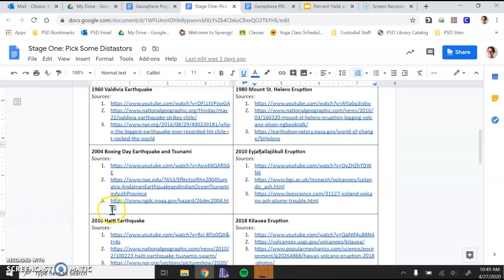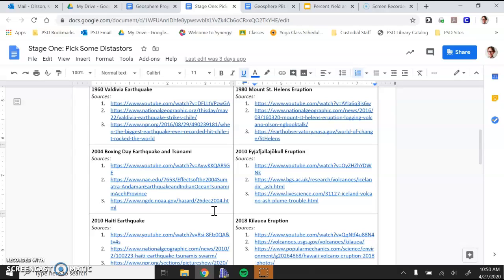And we know that more intense earthquakes have occurred historically, but this is the only one that we have any data on. So the Valdivia earthquake was pretty important. There is the 2004 Boxing Day earthquake and tsunami that hit Sumatra, and that was really significant because of the magnitude of the tsunamis that it caused. And then we also have the 2010 Haiti earthquake, which also caused some tsunamis.